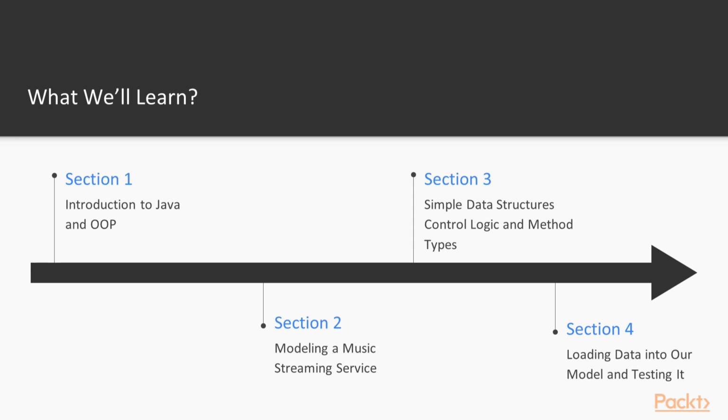To make the content in this course easy to follow, we have split it into 4 sections. Introduction to Java and Object-Oriented Programming, or short OOP. Modeling a music streaming service. Simple data structures, control logic, and method types. And loading data into our model and testing it.